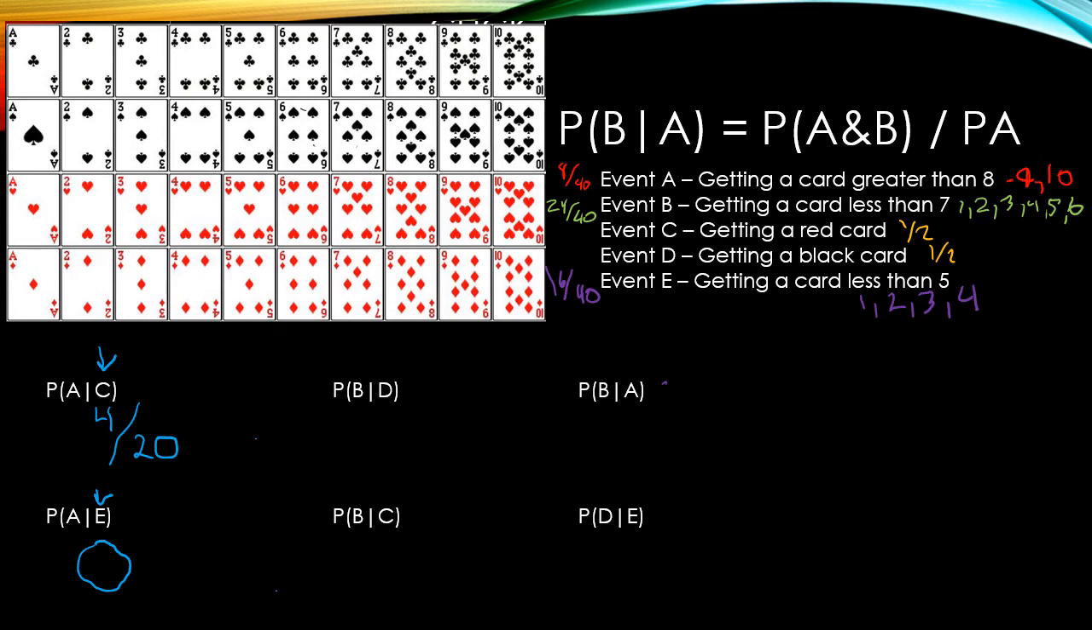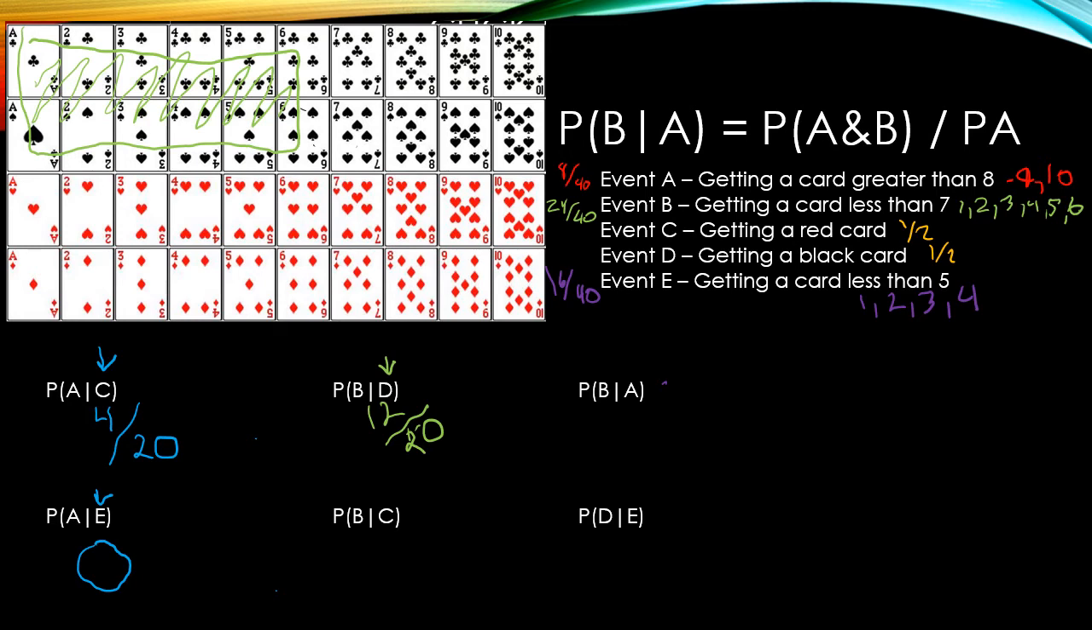Probability of B given D. So again, look at the given condition and shrink your pool down that way first. So the condition is D, getting a black card. Okay, that's again 20, so we're good. We know that there are 20 black cards to choose from. And getting a card less than 7 is event B. So B given D. Card less than 7, we have 1, 2, 3, 4, 5, 6. And that means that ace through 6 of the black cards, or 12 out of 20, is our probability of B given D.